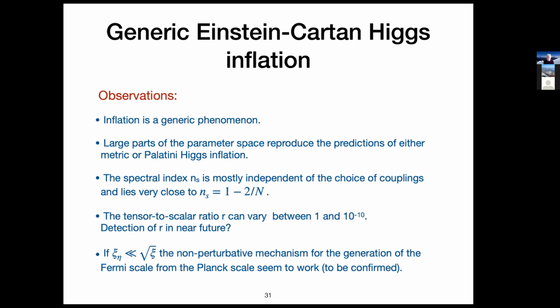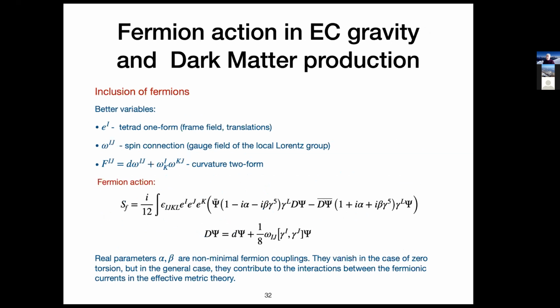And finally, there is a domain of parameters of non-minimal couplings where the mechanism of the generation of the Fermi scale from the Planck scale seems to work. So it's this domain in which nu and one non-minimal coupling are sufficiently small. Okay, so I have to conclude.